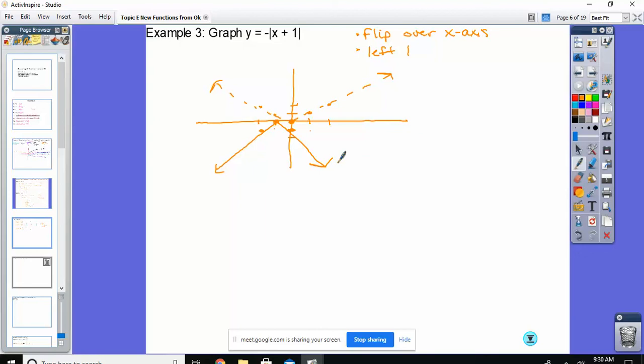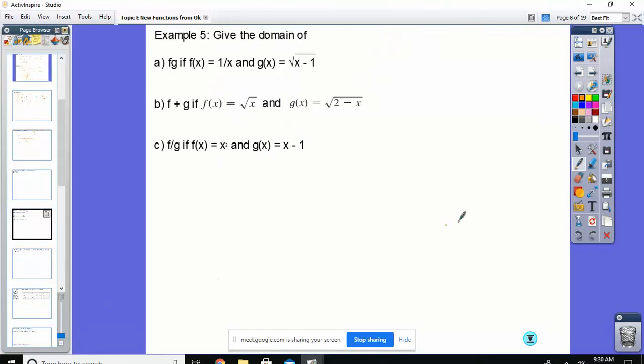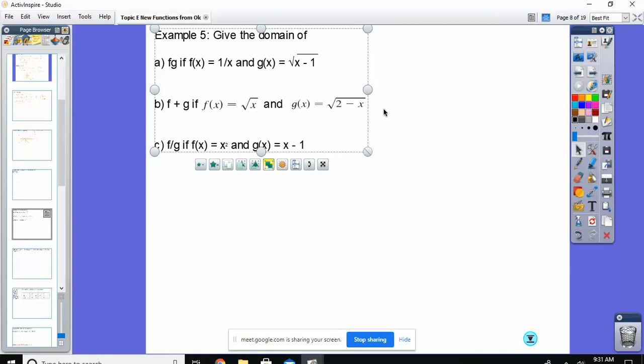I want to move on a little bit from transformations. I want to talk about domains a little more. So I want to find the domain of each of these things. I'm going to try to make it bigger for you, but I guess I don't have it all grouped together. So find the domain of f times g if f of x equals 1 over x and g of x is the square root of x minus 1.